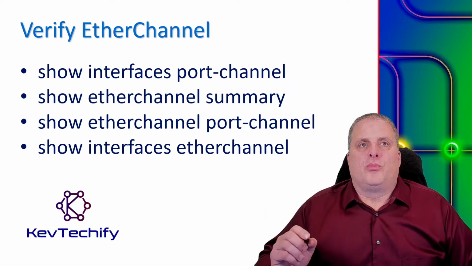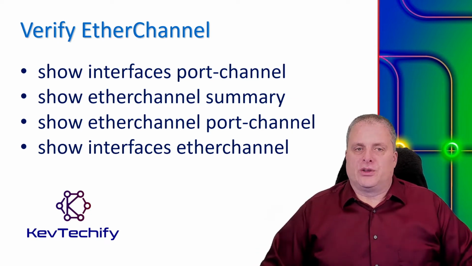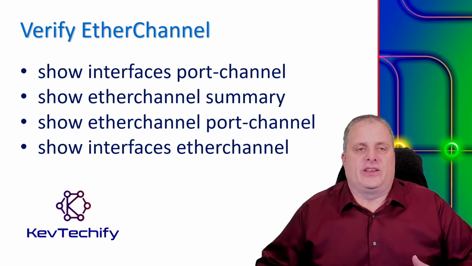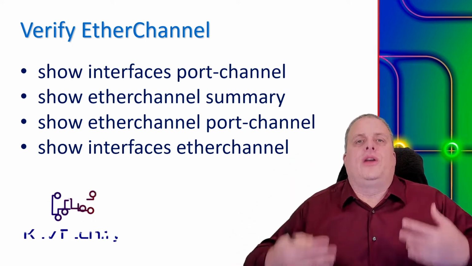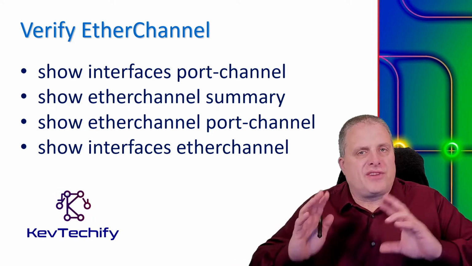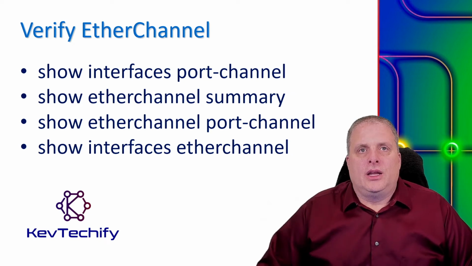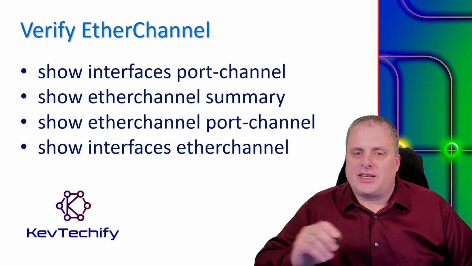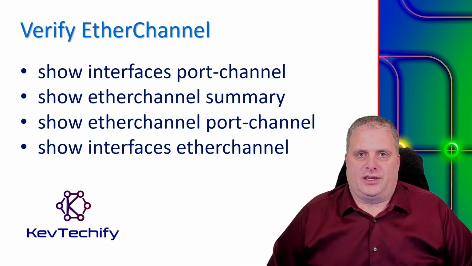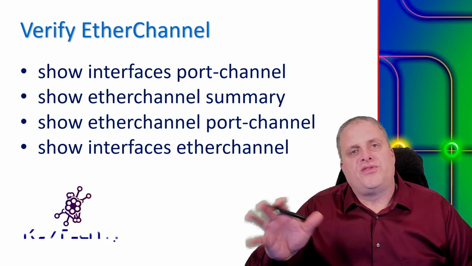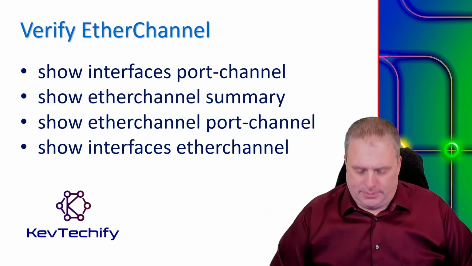Show etherchannel port-channel displays information about the specific channel interface. So this is where you're going to get the details of it. The summary gave you one line per port channel. This is going to give you a lot more information. This will get you into the fine details here. And then show interfaces etherchannel is going to provide some information about the role of the physical member interface. So you can actually see what the physical interfaces are doing, what they're acting as, what they're set as.